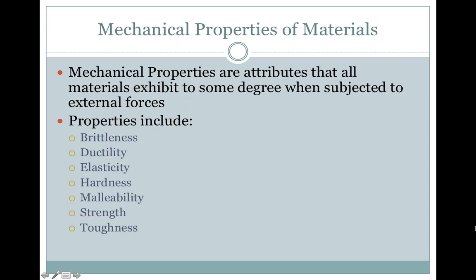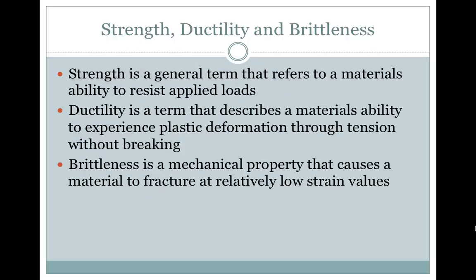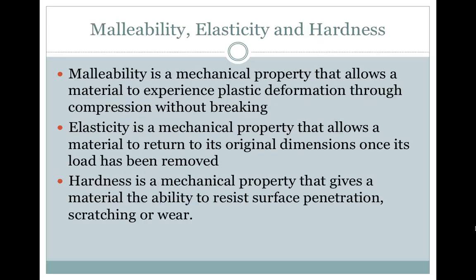Mechanical properties of materials. Mechanical properties are attributes that all materials exhibit to some degree when subjected to external forces. Properties include brittleness, ductility, elasticity, hardness, malleability, strength, and toughness. Strength, ductility, and brittleness. Strength is a general term that refers to a material's ability to resist applied loads. Ductility is a term that describes a material's ability to experience plastic deformation through tension without breaking. Brittleness is a mechanical property that causes a material to fracture at relatively low strain values.